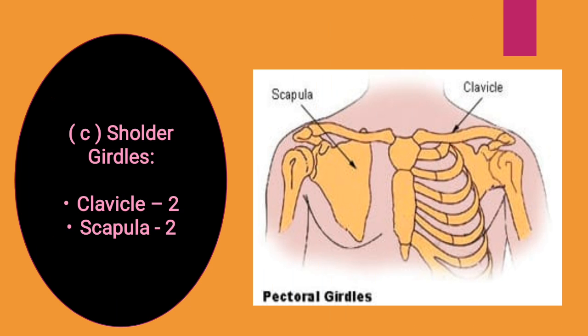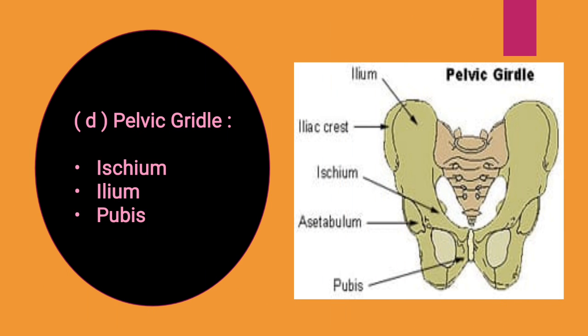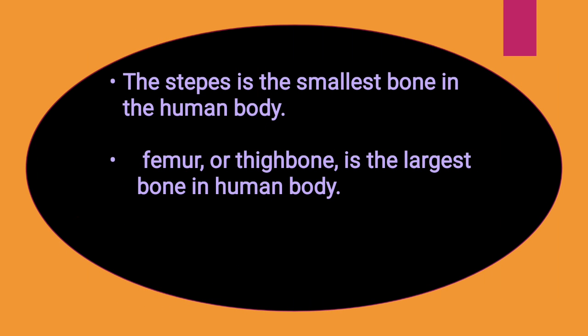The third one is the shoulder girdles, in that clavicle 2 and scapula 2. The pelvic girdle contains ischium, ilium and pubis. The stapes is the smallest bone in the human body and the femur or thigh bone is the largest bone in the human body.